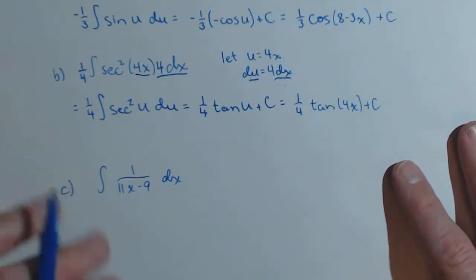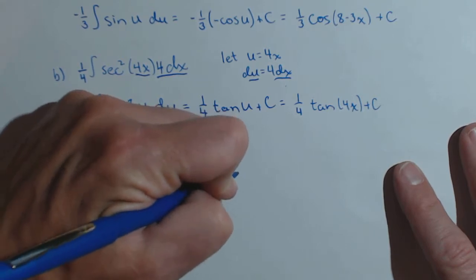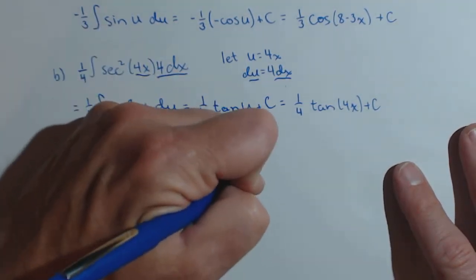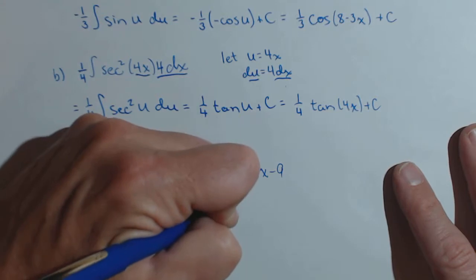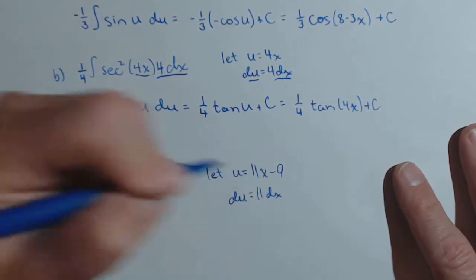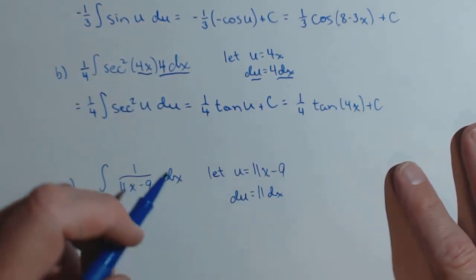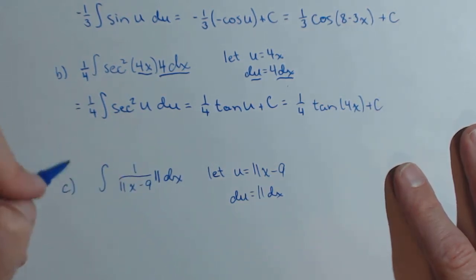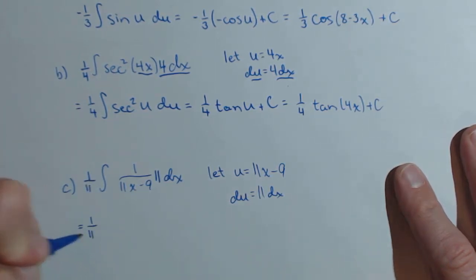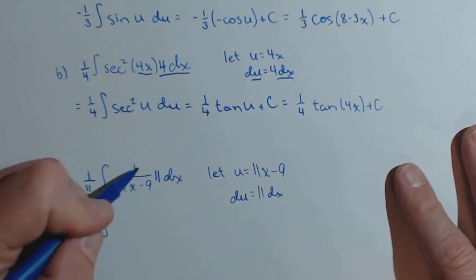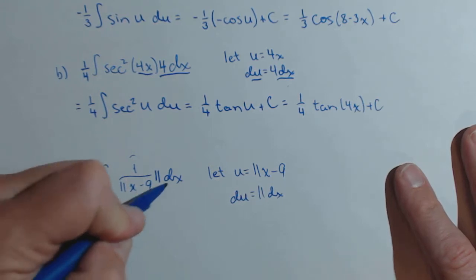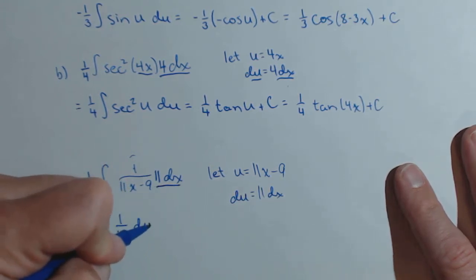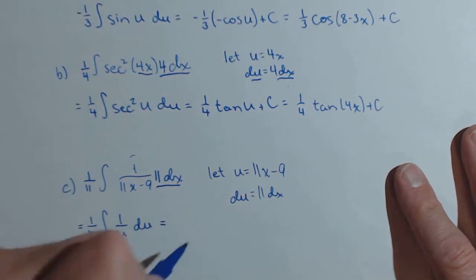In C here, I'm going to let u equal the denominator, which is 11x minus 9. Therefore, my du is 11 dx. Now, I don't have an 11 dx, I only have dx, so I'm going to put an 11 into my integral, which means I'm going to put a 1/11 on the outside. So I have 1/11 times the integral. This here now becomes 1 over u. This is my du, and now I can take the antiderivative.